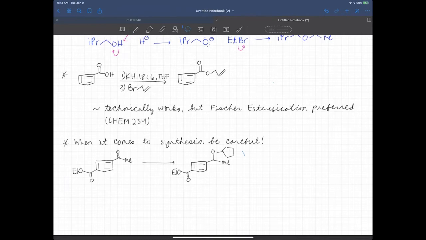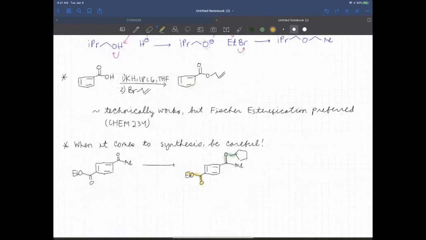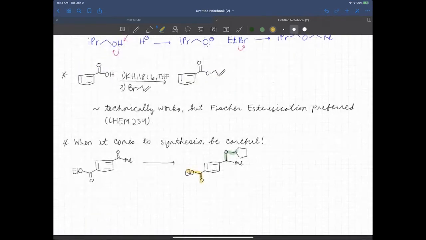Right? If I wanted to make this compound, I see that I have an ether right here, but nothing changed over here, right? So can I use LiAlH4? Can I use lithium aluminum hydride to reduce the ketone into an alcohol in this case? What would happen if I use lithium aluminum hydride? Can someone tell me what would happen to the ester?